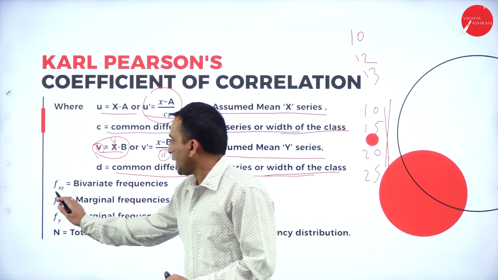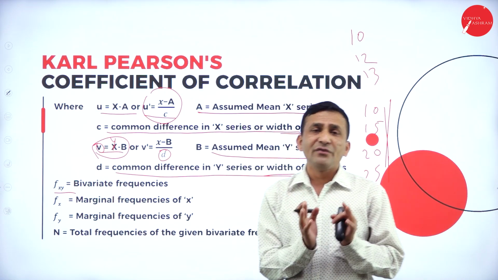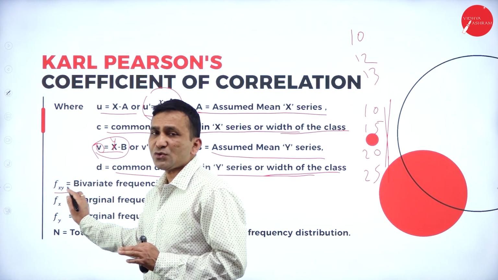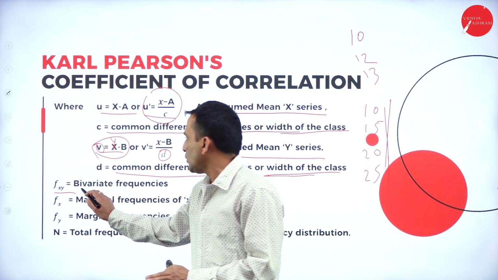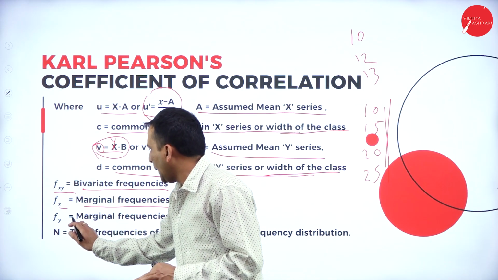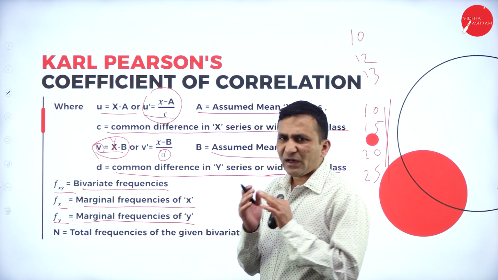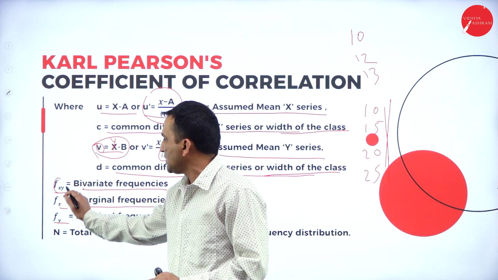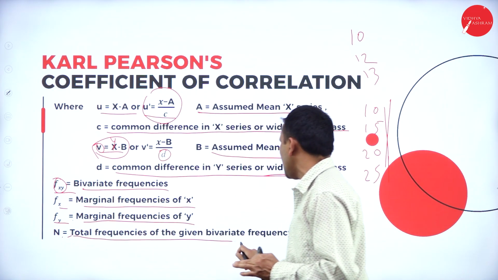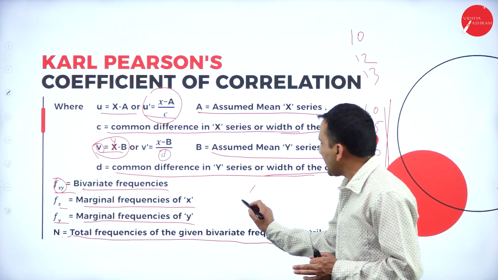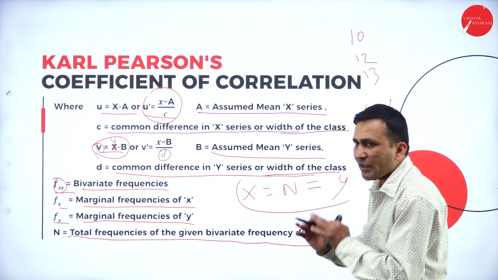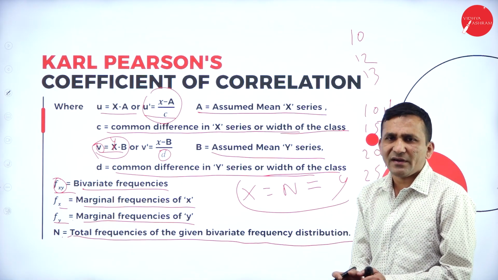So here fx, you know, under bivariate, a frequency is compulsorily given in the question. So that's what we need to consider, frequency f of x y, the x and y common frequency. Okay, so that is the bivariate frequency. F of x is the marginal frequency for the x series only, and f of y is the marginal frequency for the y series only. If you add them together, that is nothing but n. According to the formula, n is the total frequency of the given bivariate distribution. The x series frequency total and the y series frequency total are the same.